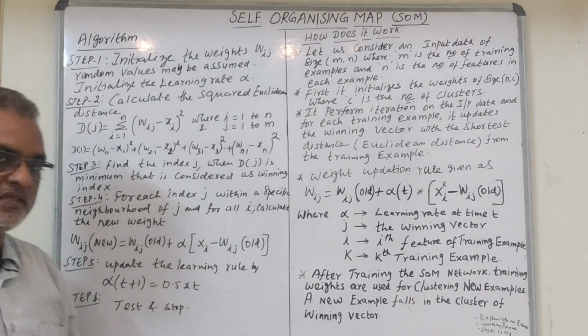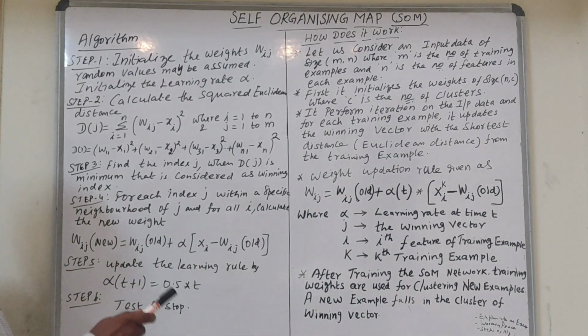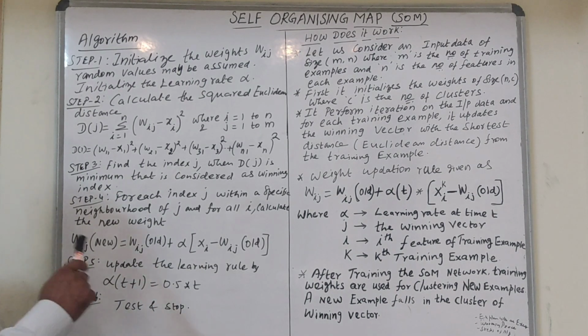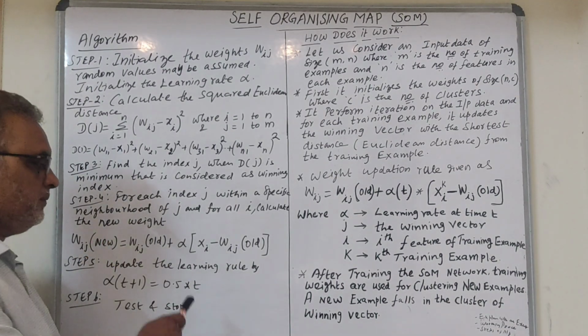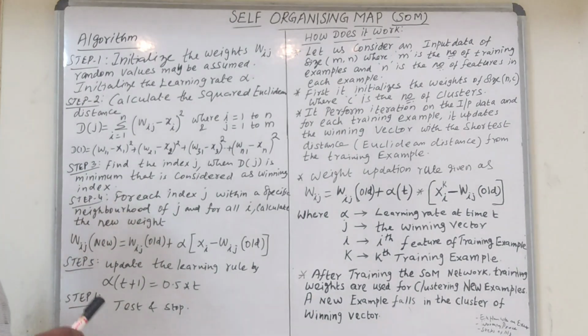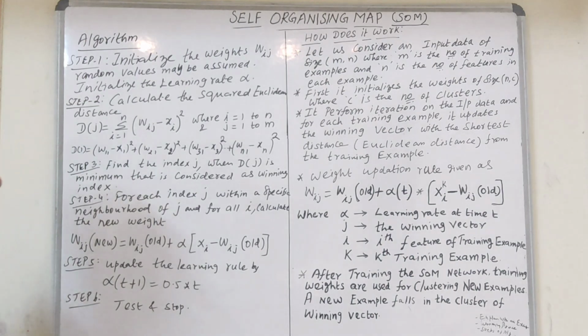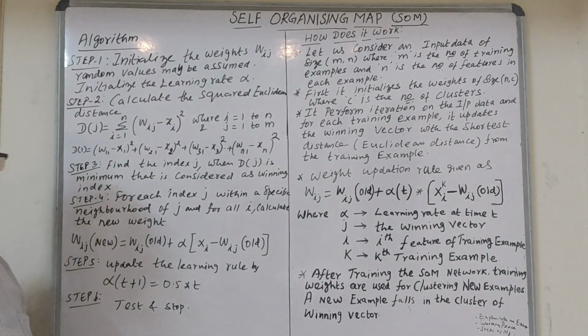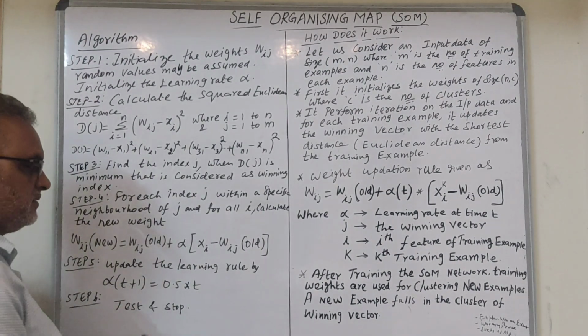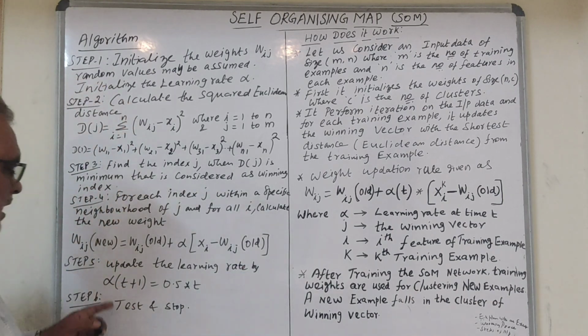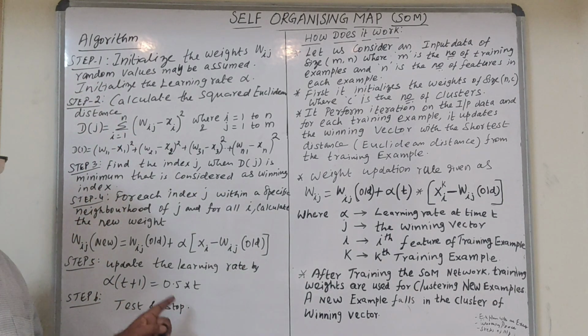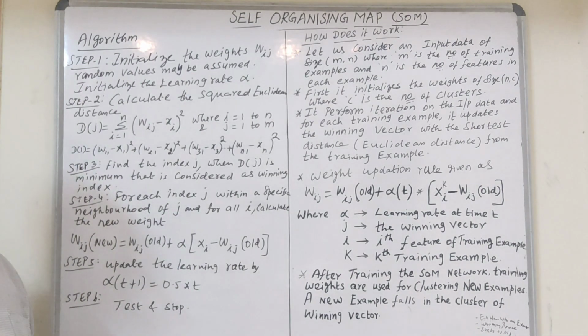Step number 4, for each index j within a specific neighborhood of j and for all i, calculate the new weight. The new weight can be calculated with the formula Wij new is equal to Wij old plus alpha into (xi minus Wij old). Step 5, update the learning rate by alpha of t plus 1 is equal to 0.5 times alpha of t. Step number 6, test the results and you can stop.